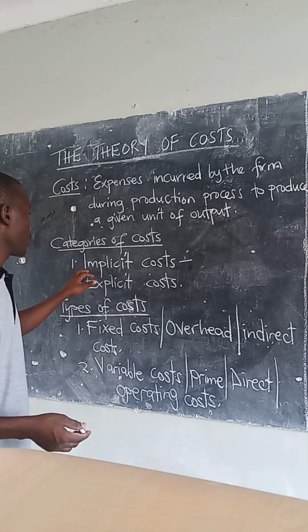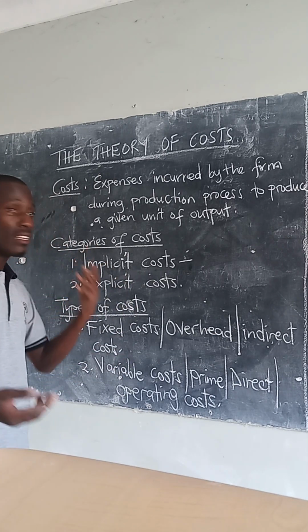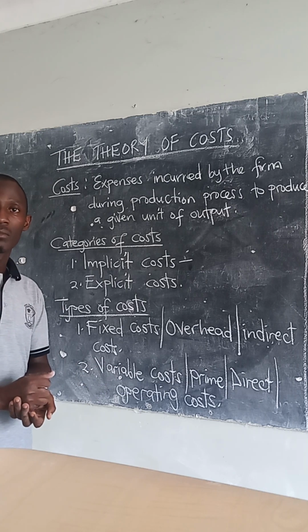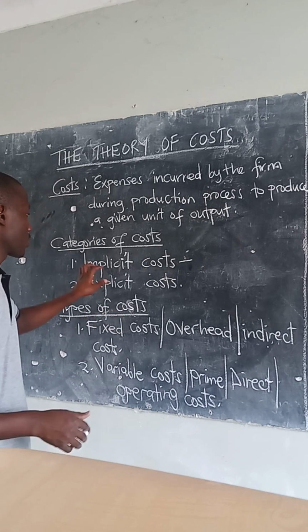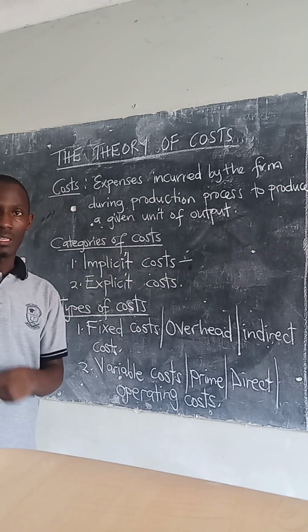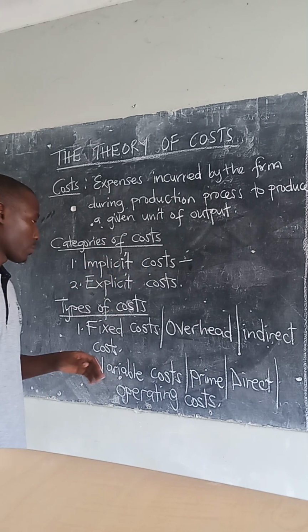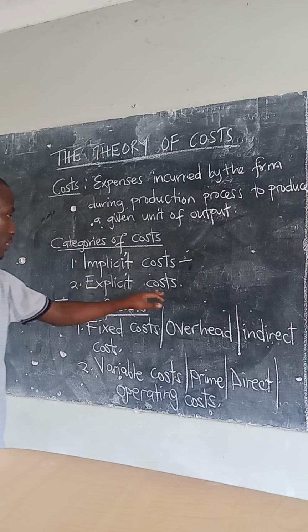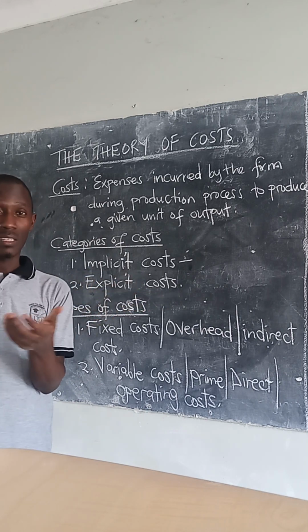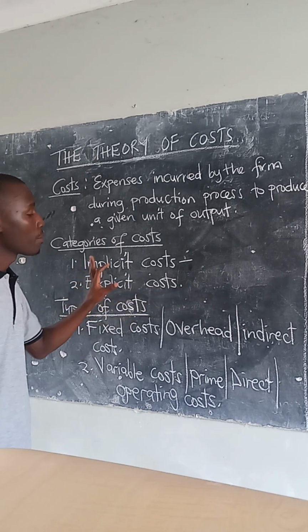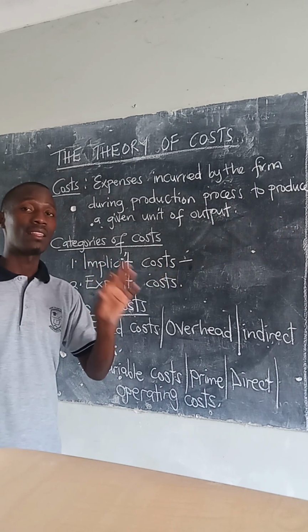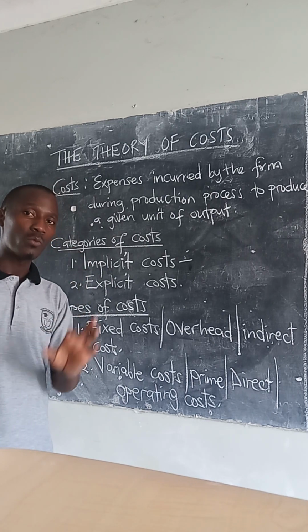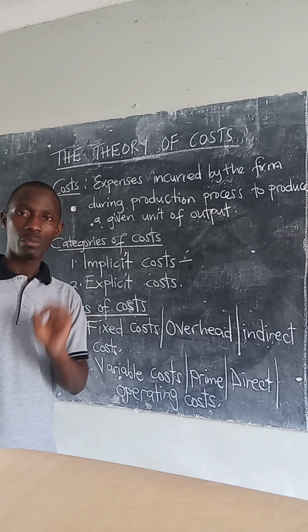Another example could be wages given to family labor, work done by family labor. You'll find that such costs are not included when calculating the firm's profits. Then we have explicit costs. These are monetary expenses. As I said, costs are expenses, but with these explicit costs, you'll find that they are usually included when calculating the firm's profits.